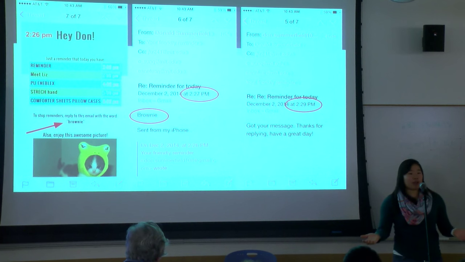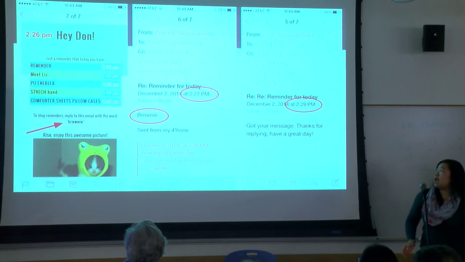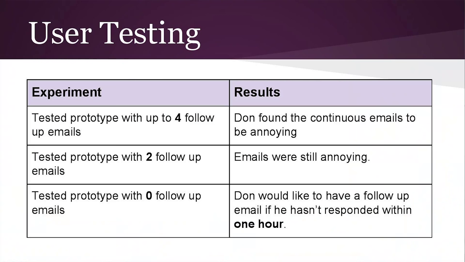And so this is what our final prototype looks like. When we tested it on him, like I said, we first tested it trying to find a balance between sending him too many emails, but ensuring that he checks our email and doesn't dismiss it like his other reminders. And so he found them to be kind of annoying. He might have even said, quote, "I find it harassing."